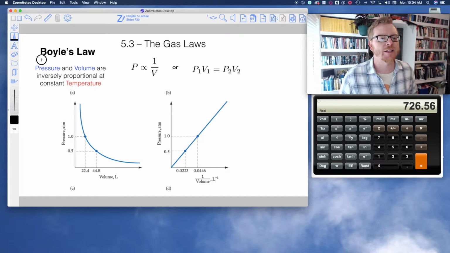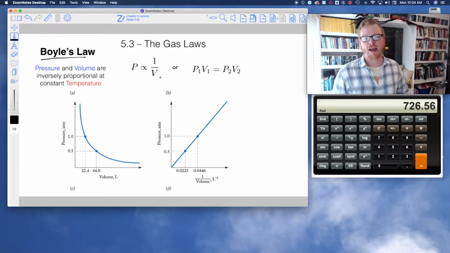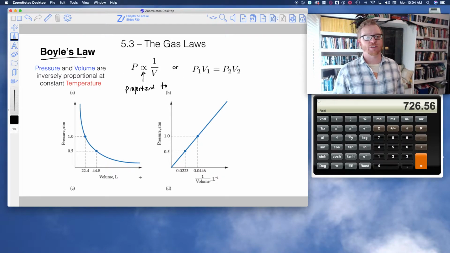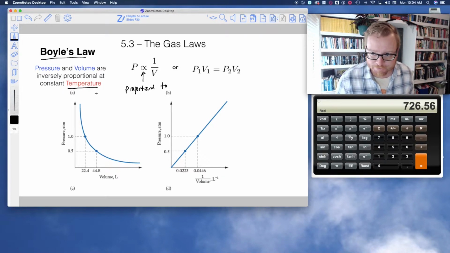So the first one I want to talk about is Boyle's Law, and you should be familiar with all of these laws by name and by their relation. Boyle's Law says that the pressure and volume of a gas sample are inversely proportional to each other. This little crazy fish looking thing means proportional to. And if we looked at a graph of pressure versus volume, it's also important to note, this is at constant temperature.